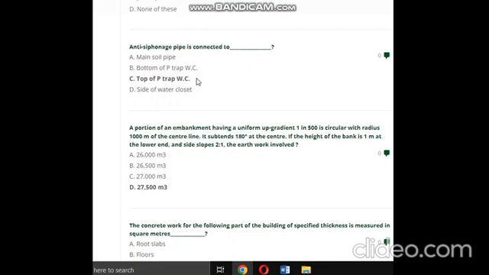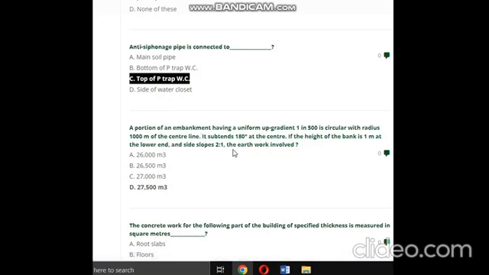Anti-siphonage pipe is connected to the top of the P-trap of the WC. A portion of an embankment having a uniform gradient 1 in 500 is circular with radius 1000 meter of the center line, and it subtends 180 degrees at the center. If the height of the bank is 1 meter at the lower end and side slope is 2:1, the earthwork involved is 27500 meter cube.